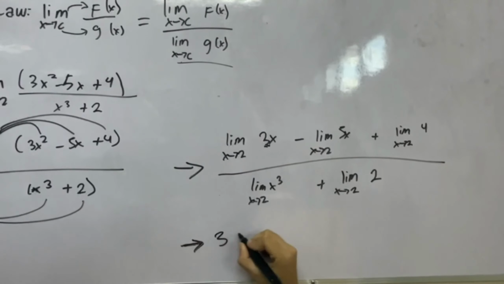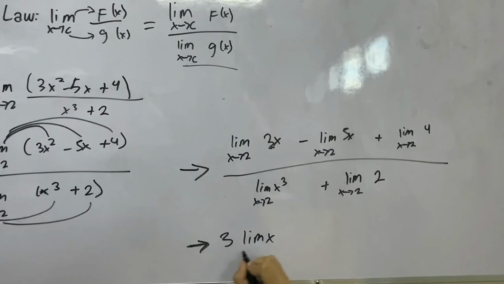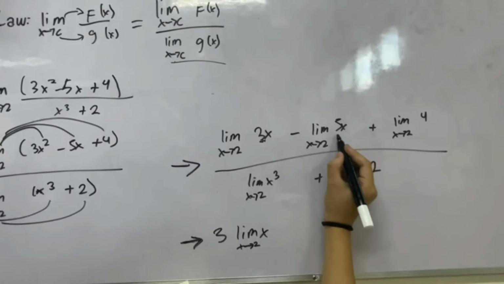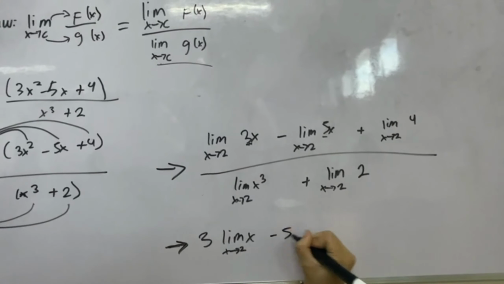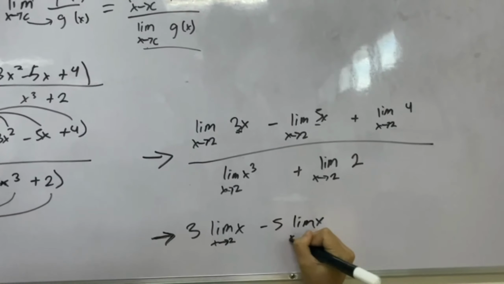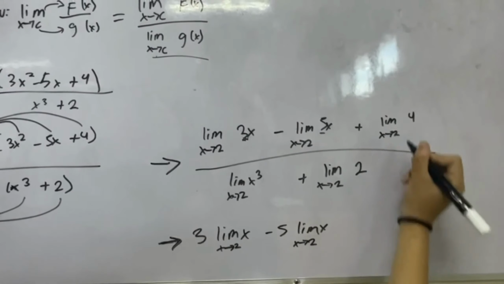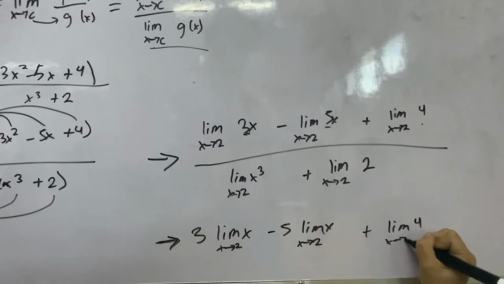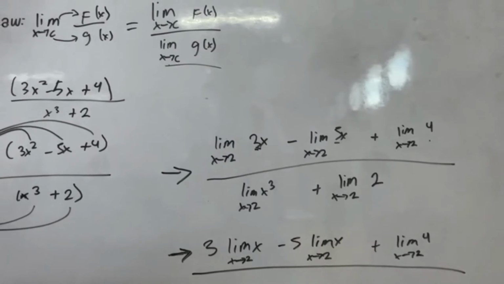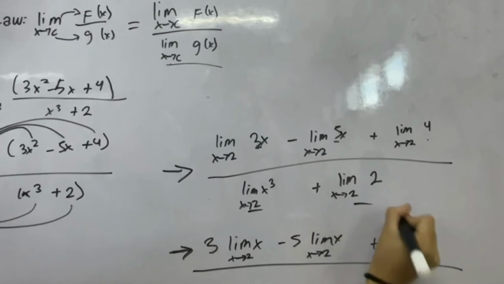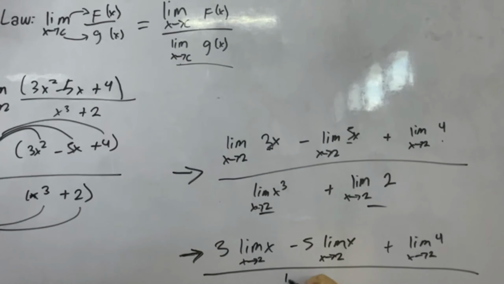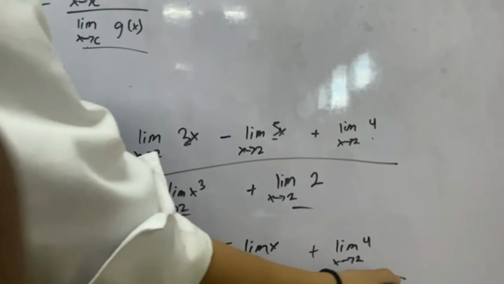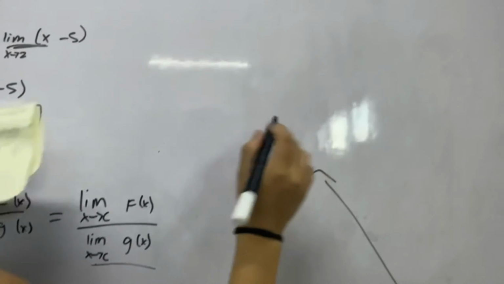In this first term, we could use the constant multiple law, taking out the constant and then copying the limit. Same here with the second term, minus 5 times the limit of x as x approaches 2. In this case, we just copy the term. And for the denominator, we just copy both terms. And the next step is evaluating limits.